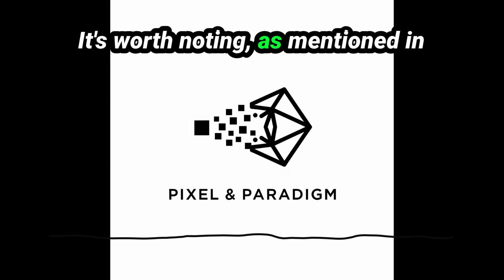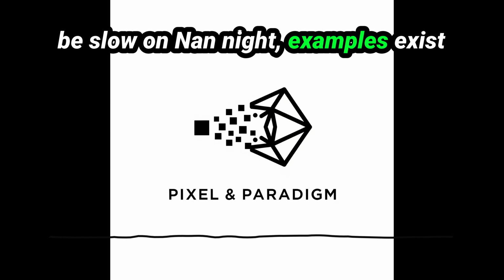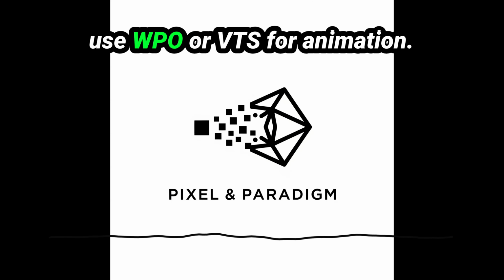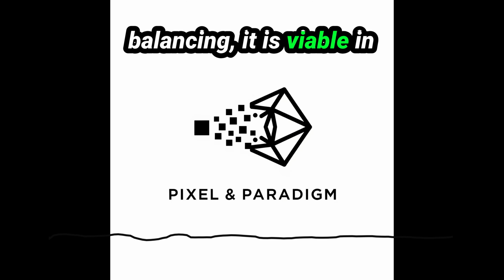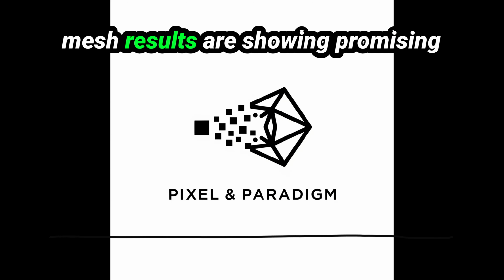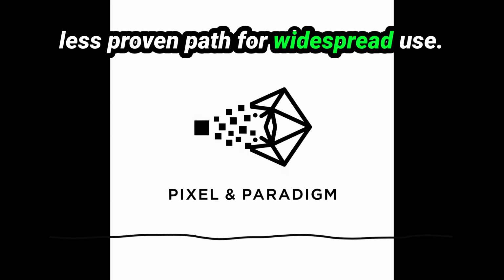It's worth noting, as mentioned in some sources, that while WPO can be slow on Nanite, examples exist in major productions, like Fortnite, where large numbers of meshes use WPO or VATs for animation. This indicates that with sufficient optimization effort and careful balancing, it is viable in production, even if challenging. And conversely, early Nanite skeletal mesh results are showing promising FPS gains, but it's definitely a newer, less proven path for widespread use right now.